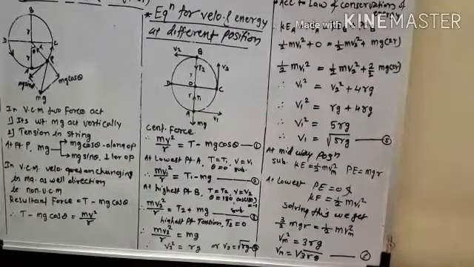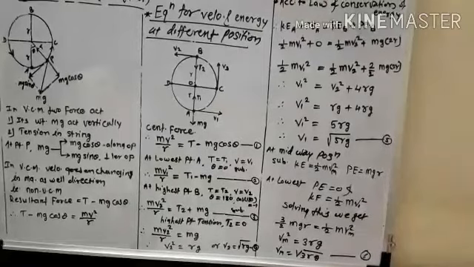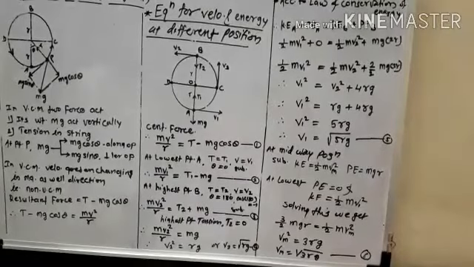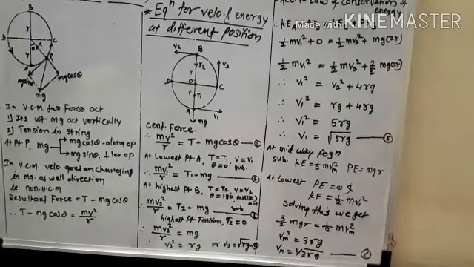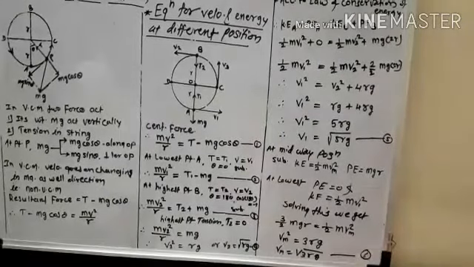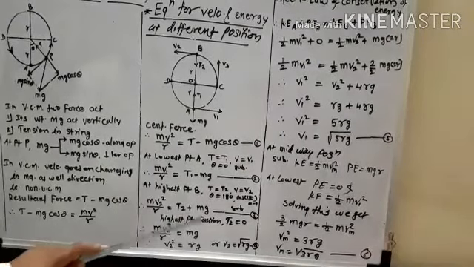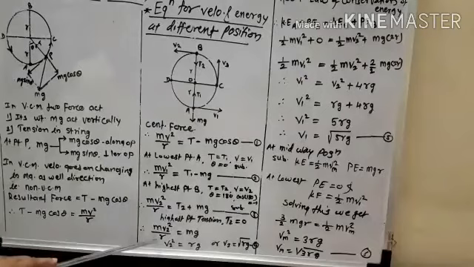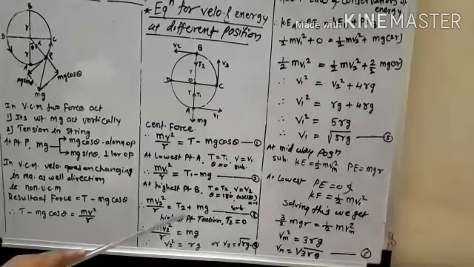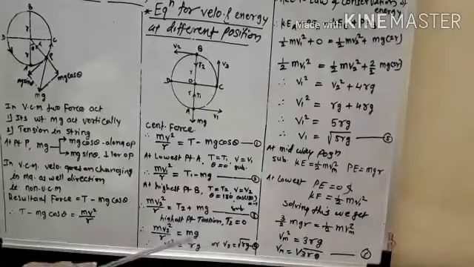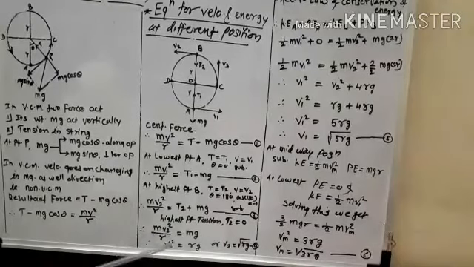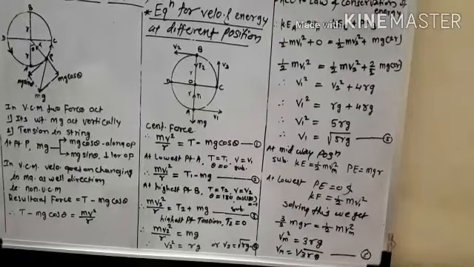But what will happen when the tension at the highest point decreases, in such a way that at the highest point it becomes 0? Tension at the highest point should be equal to 0. Therefore, substituting T2 equal to 0 in the above equation 3, we get mv2 square upon r is equal to mg. The m gets cancelled, and v2 square is equal to rg, or v2 is equal to under root rg. This is equation number 4.